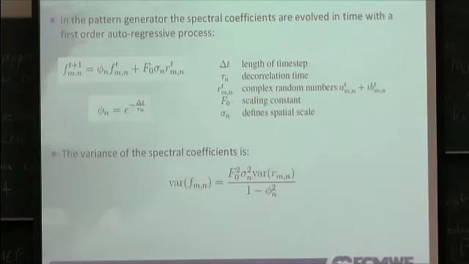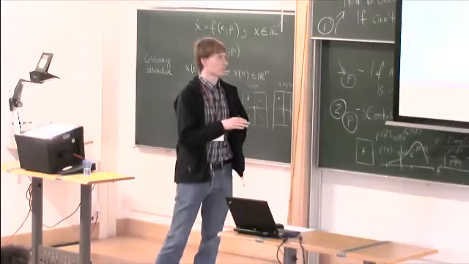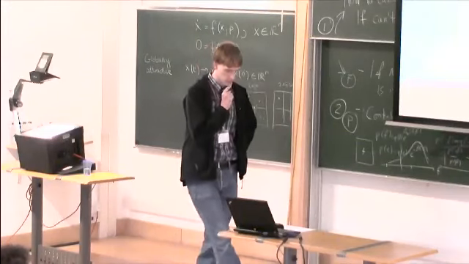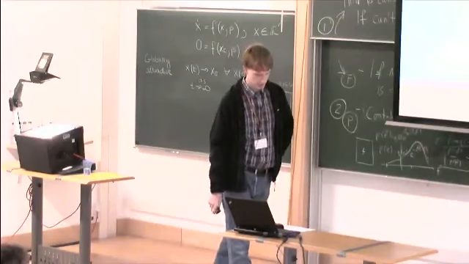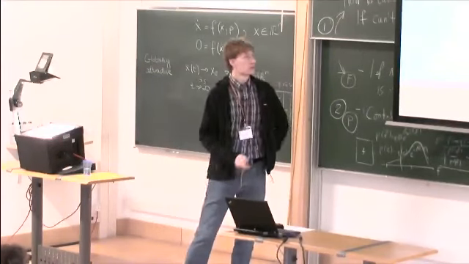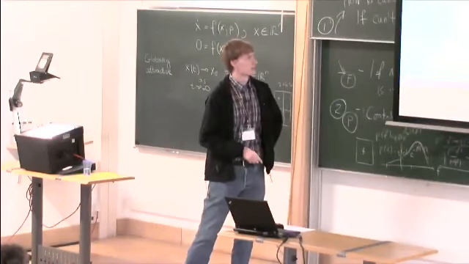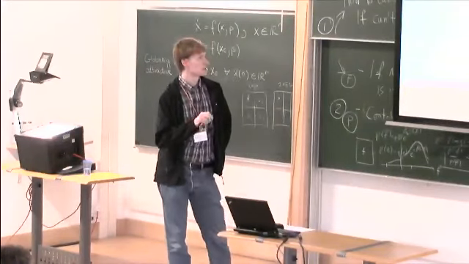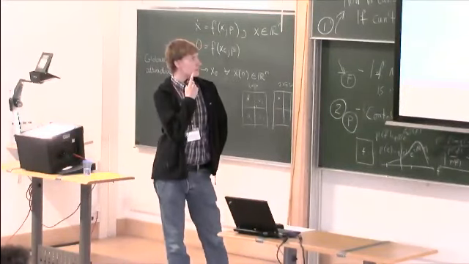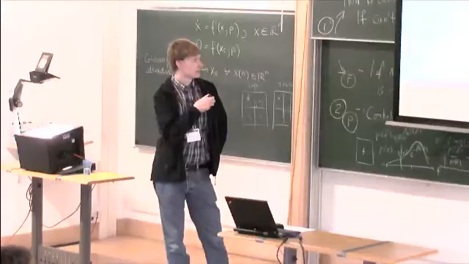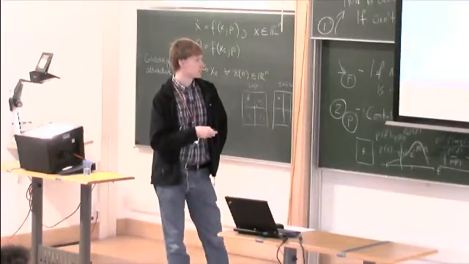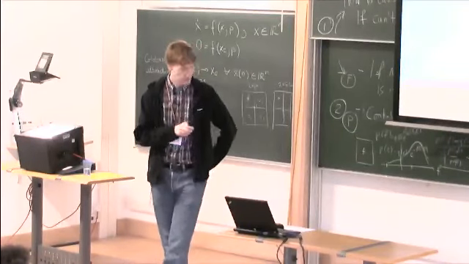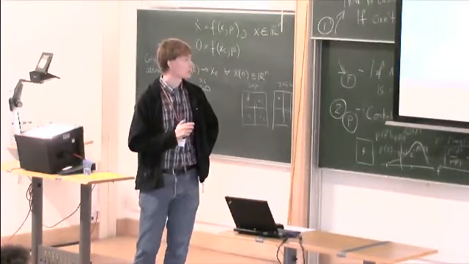And the random term has this sigma in it, which you can use to control the spatial scale of your pattern. And then there is this f naught, which is a scaling constant, which is used to give your pattern some other properties, which I will point out on the next slide.